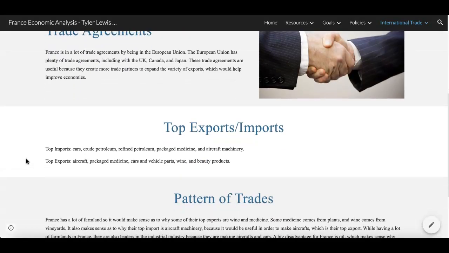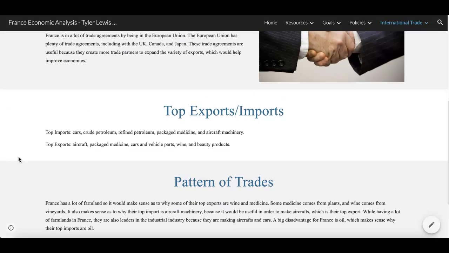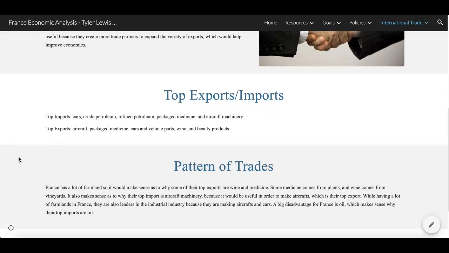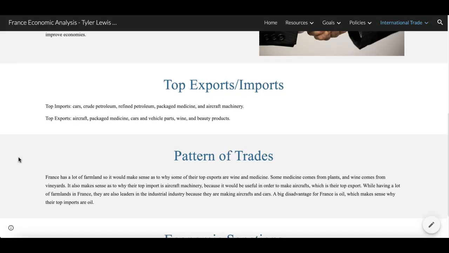And their top imports are cars, oil, medicine, and aircraft machinery. And their top exports are aircraft, medicine, cars, wine, and beauty products, which makes sense because a big disadvantage for France is their oil. They don't have a lot of natural oil, and so that makes sense why a lot of their top imports are oil. And another top import is aircraft and machinery, which would help them make aircraft, which is their top export.